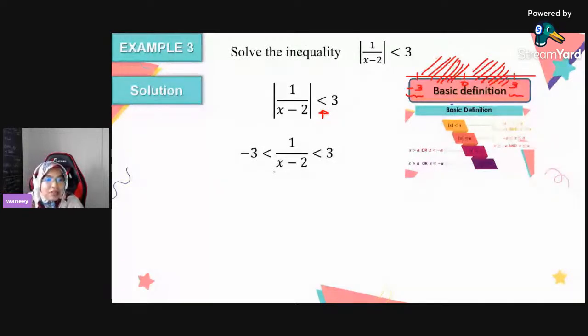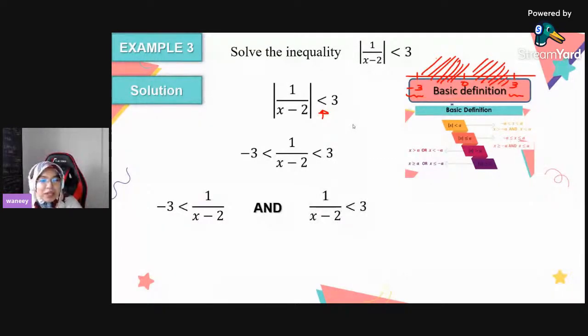Okay, so now we got something in between. So now we can separate them into two inequalities. So we got -3 less than 1/(x-2), and at the same time 1/(x-2) less than 3. But I don't really like having x on my right hand side. Therefore, I'm going to flip this one to the left. So saya pindahkan dia pergi sebelah kiri. Okay, so 1/(x-2) greater than -3 and 1/(x-2) less than 3.